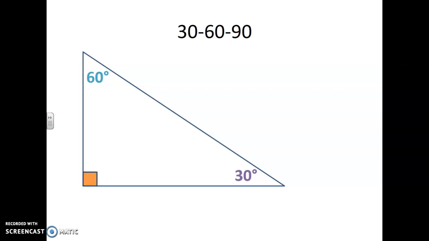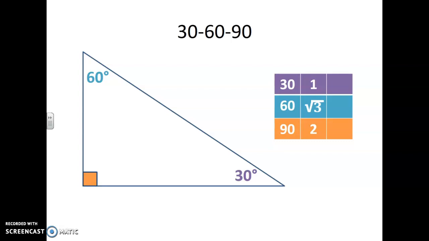So here's the triangle, the 30, 60, 90, and this is the chart that you're going to have to memorize. You're going to put 30 on the first line, 60 and 90, and then you're going to have to memorize this proportion: 1, radical 3, 2. So let's say you're given the side 4. That's the side opposite the 30, so that's going to go into the purple line.